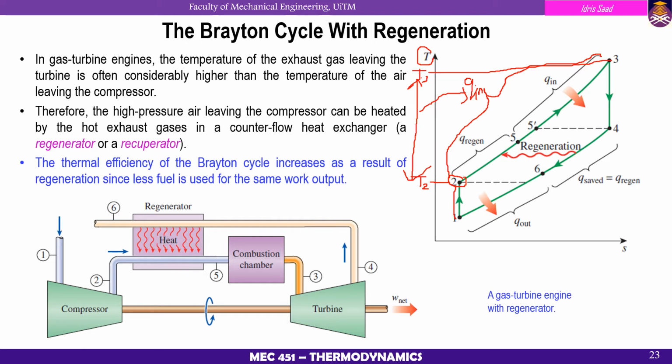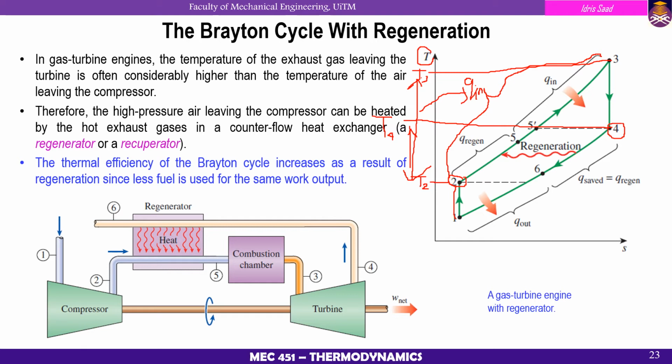Based on this one, we can see the state T4. This is the air leaving the turbine, which is at the exhaust system. As you can see at the exhaust system here, the temperature T4 is higher than the temperature T2. Therefore, the high pressure air leaving the compressor can be heated by the hot exhaust gas in a counterflow heat exchanger, which is also called a regenerator or recuperator.